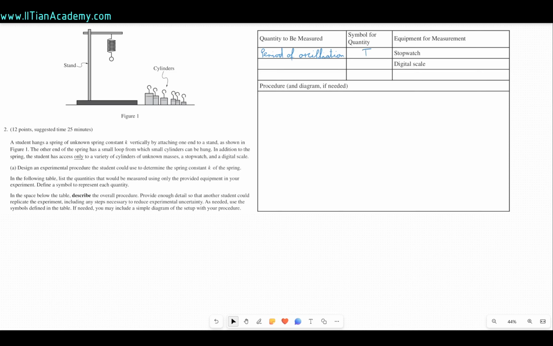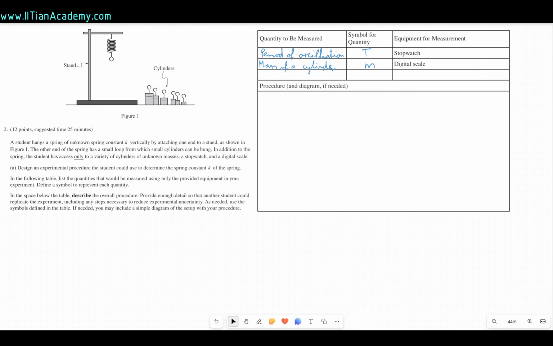With a digital scale, we will be measuring the mass of a cylinder, and we can represent this with a small m, and that's basically it. So these are the two things that we will need to measure.